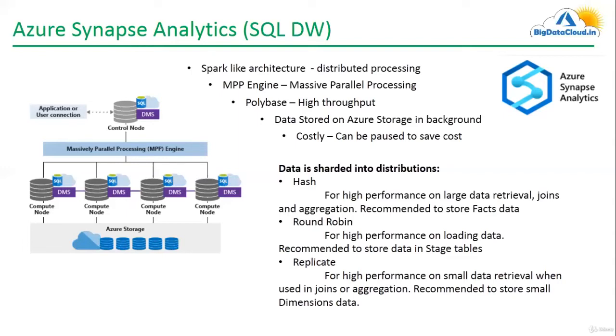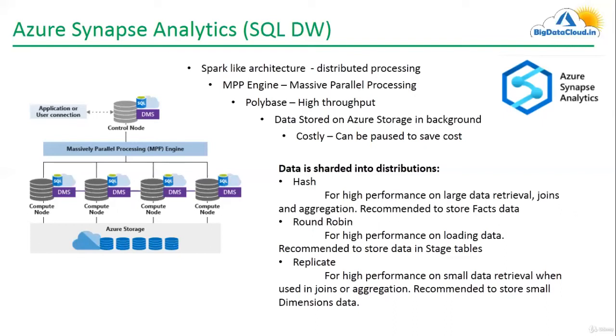It offers three kinds of data sharding, into three kinds of distributions, basically. The first one is hash. Hash distribution is used for high performance for large data retrieval, joins, and aggregation. So whenever the fact data is frequently retrieved for analytics or for reporting, hash distribution is recommended.